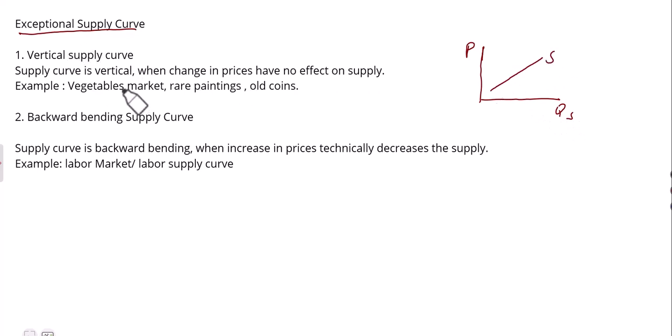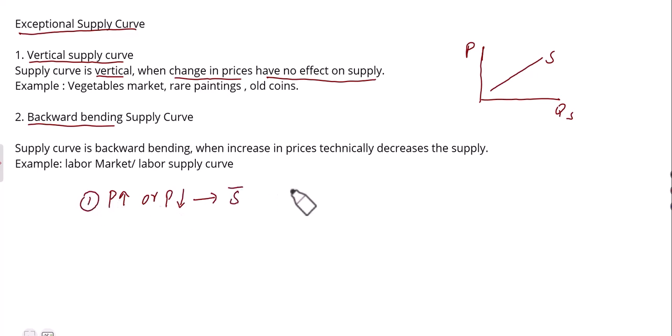But today we are going to discuss two exceptional cases of the supply curve. In one case the supply curve is vertical, and in the other case the supply curve is backward bending. Basically, the supply curve is vertical when a change in price has no effect on supply. So in that case the supply curve will become vertical. What does it mean? It means that when price is increasing or decreasing, it will have no effect on supply; supply will remain constant.